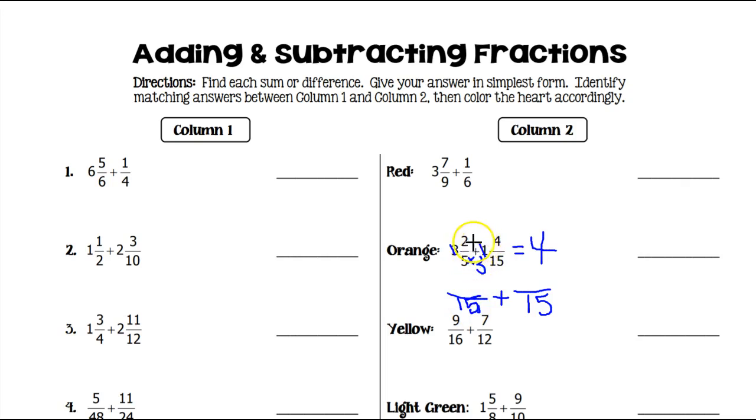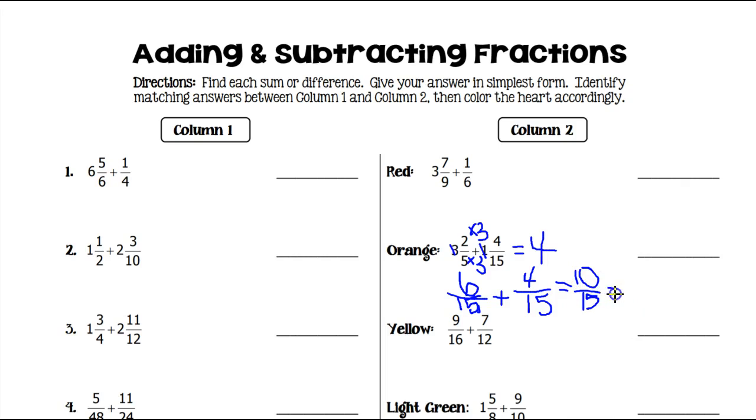What I do to the bottom, I have to do to the top. So 2 times 3 gives me 6. So that is now my numerator. 15 to 15, well, that's already the same, so I don't have to do anything, because if I did, it'd be times 1. And 4 times 1 would still be 4. So now I can just add those. 6 plus 4 is 10. And then my denominator stays the same. So I have 4 as my whole with 10 fifteenths.